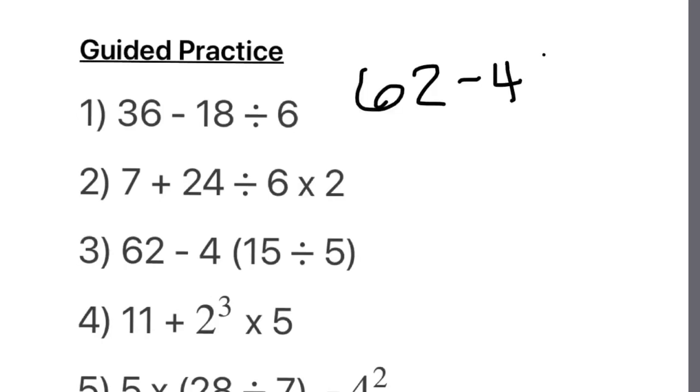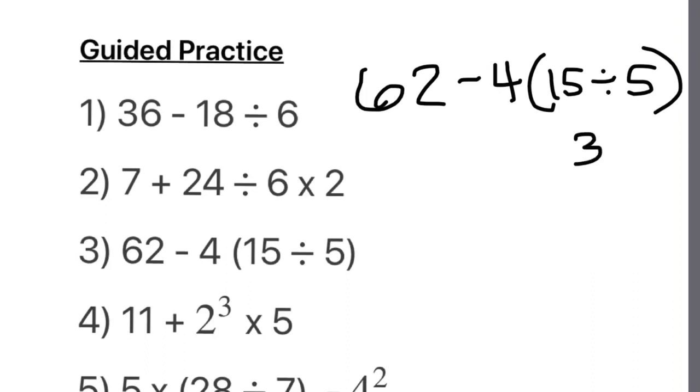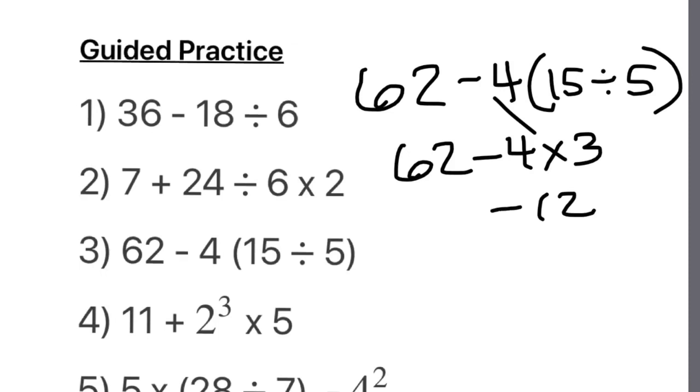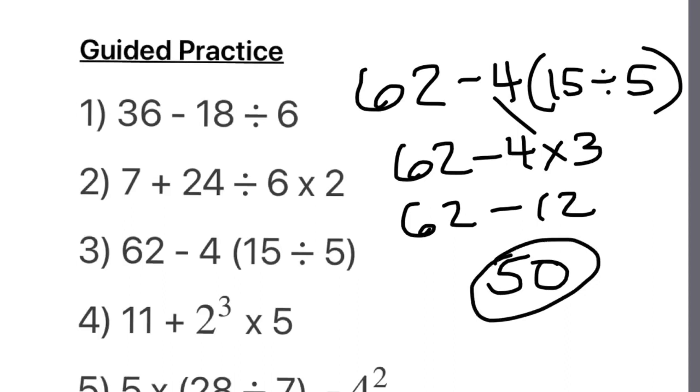So number 3, we have parentheses in it. So we've got 15 divided by 5, which is 3. And then when I bring this down, you see there's no sign in between the parentheses and the 4. So if you get rid of your parentheses, you have to put a multiplication sign there. So then you have 4 times 3, which is 12, and 62 minus 12, which is 50. Pause the video and try number 4 on your desk now.